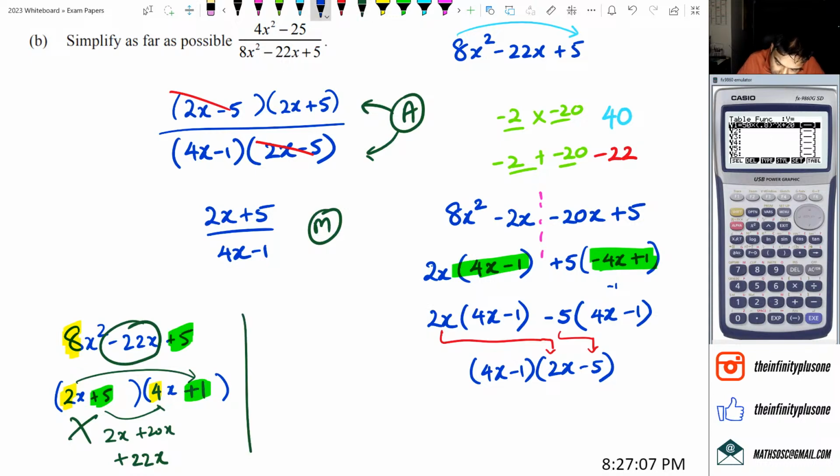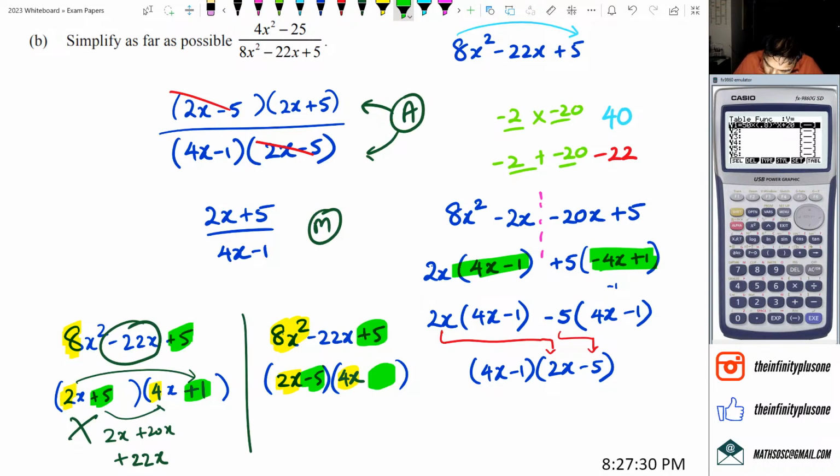Then I do the same thing the other way. 8x squared minus 22x plus 5. I would go, okay, let's go 2x minus 5. If that's the case, 2x times this number is 8x squared, so that has to be 4x. And then I've got minus 5 times this number should be plus 5, which means it's going to be negative 1. And if I expand that, it actually equals the top one. So this is like a shortcut way of doing it, really. It's a cheat way of doing it, but it does work.